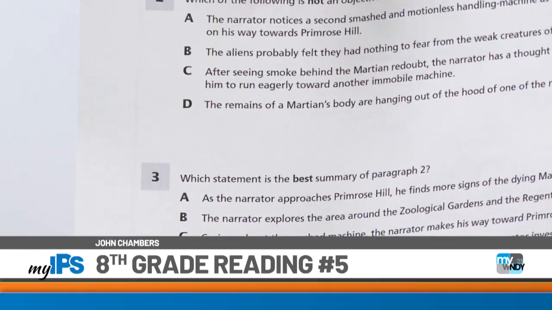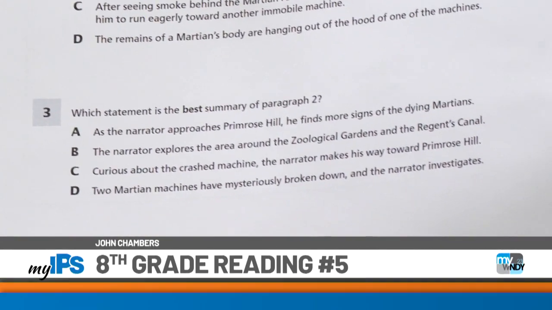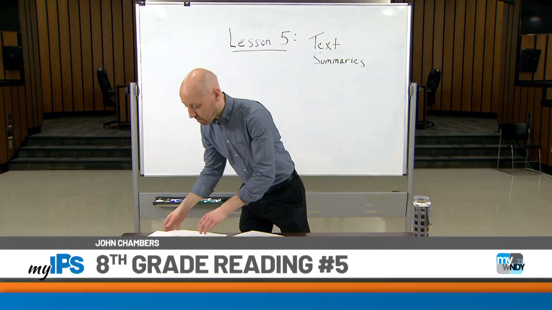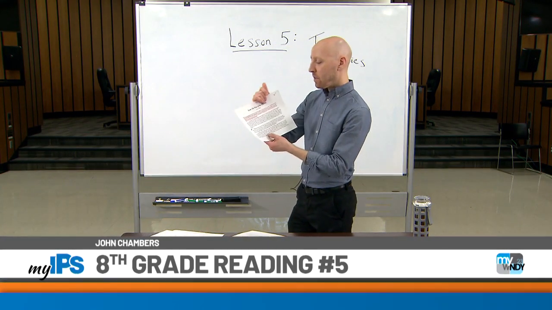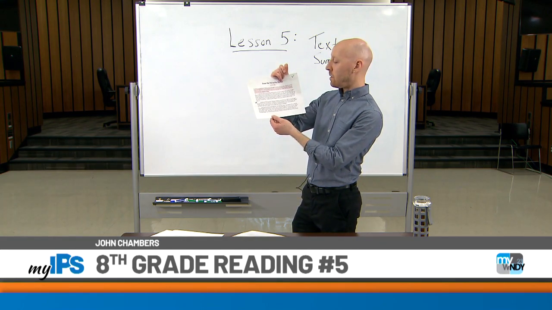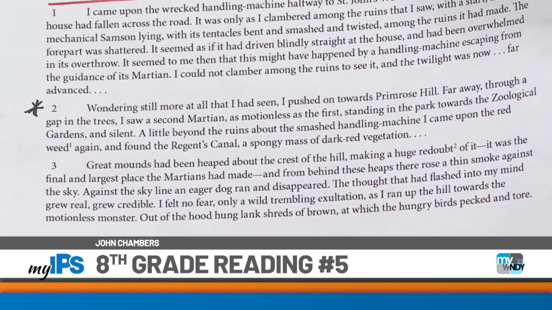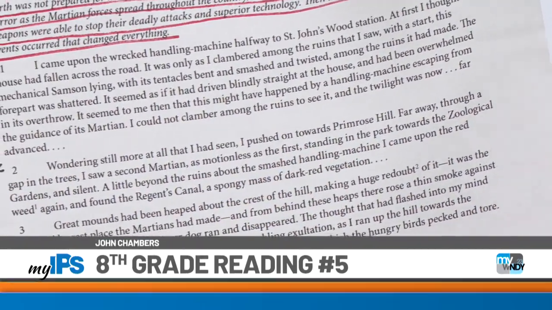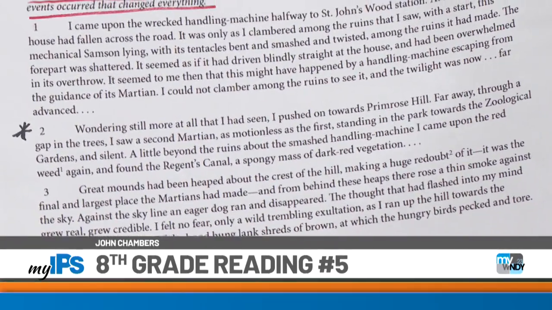All right, last one, 3. Which statement is the best summary of paragraph 2? So if we look at paragraph 2 just briefly, it's really just telling us that this is a path the narrator is taking. So he's going toward Primrose Hill, he's going past the zoological gardens and the Regent's Canal, and he's seeing sort of these dead Martians or indications that they're being defeated along the way.